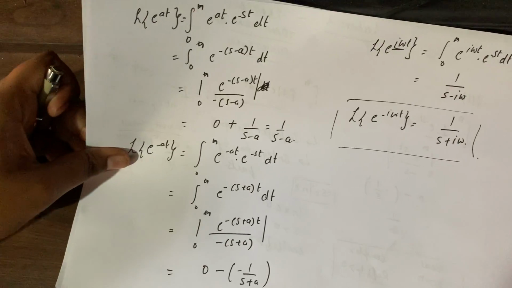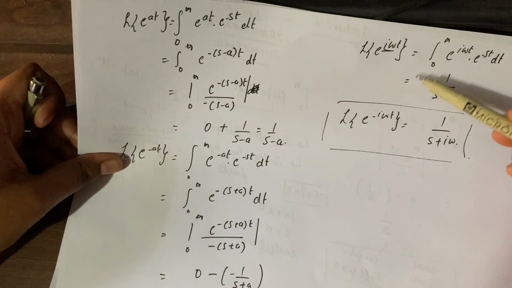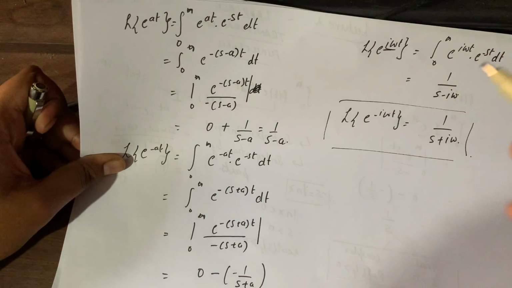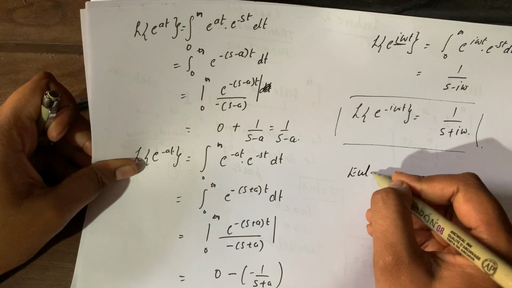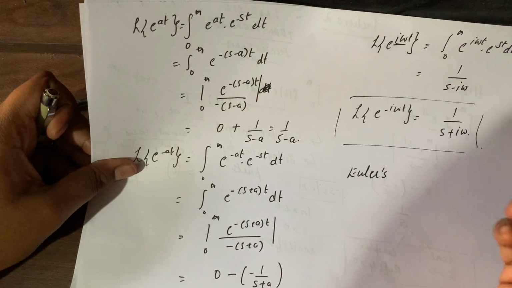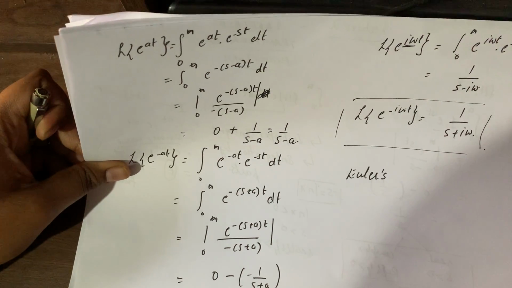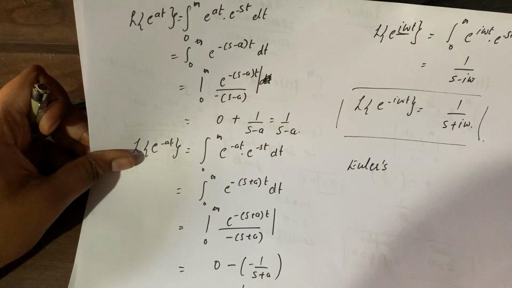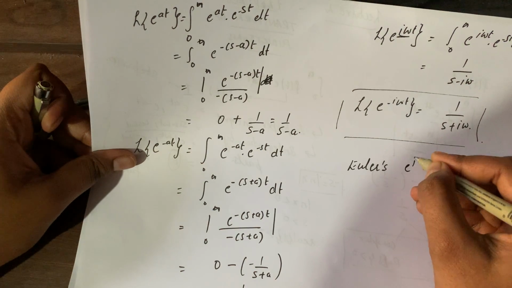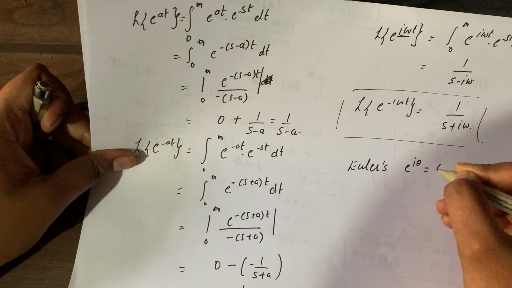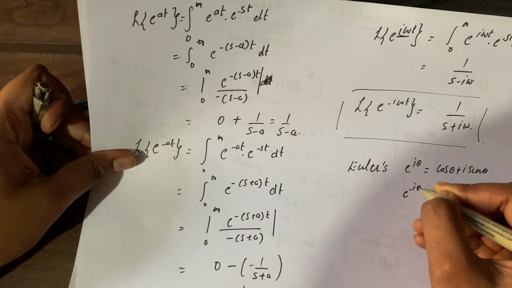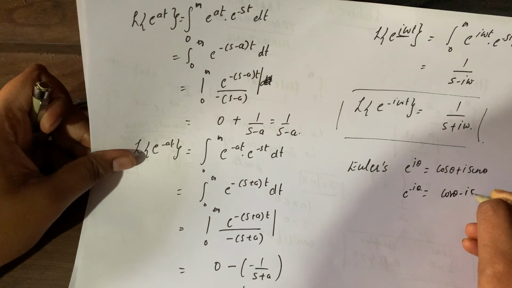So these two are crucial because we will be using these two formulas to find the Laplace transform of sine omega t and cos omega t. Now we know Euler's formula, or Euler's; some people pronounce it differently, but in my schools they have always preferred Euler, so let's go with Euler. Euler's formula: e to the power of i theta is equal to cos theta plus i sine theta, and e to the power of minus i theta is equal to cos theta minus i sine theta.